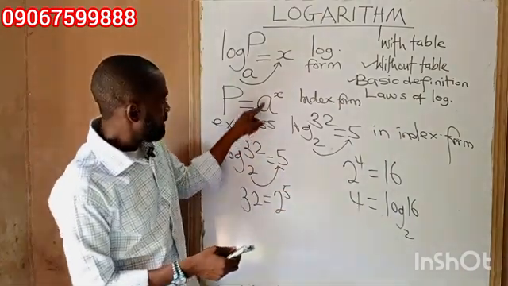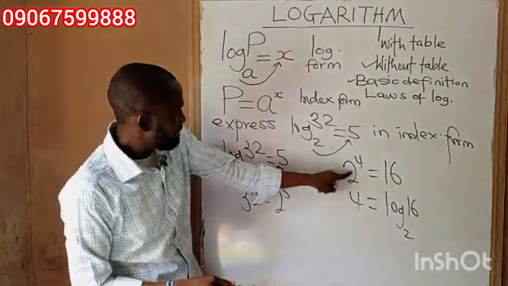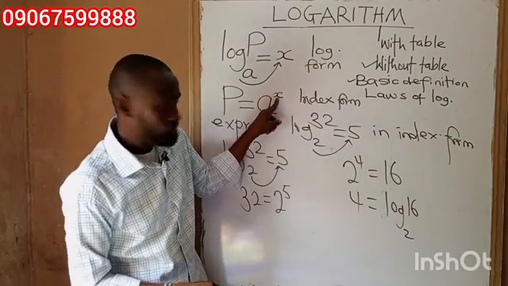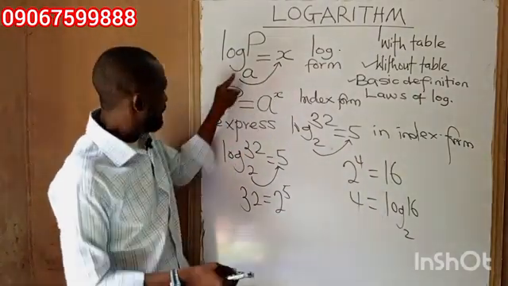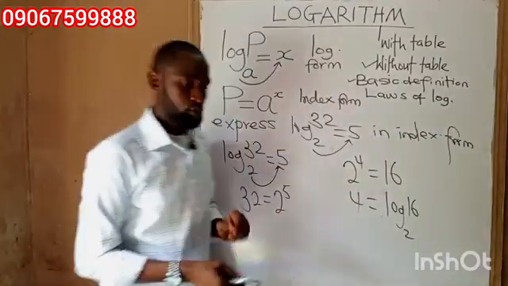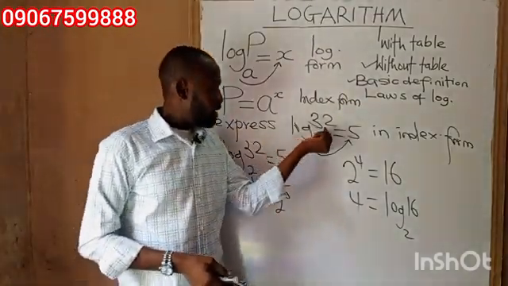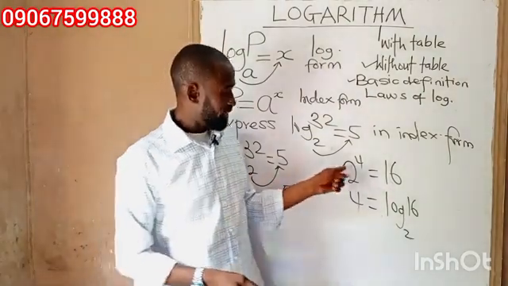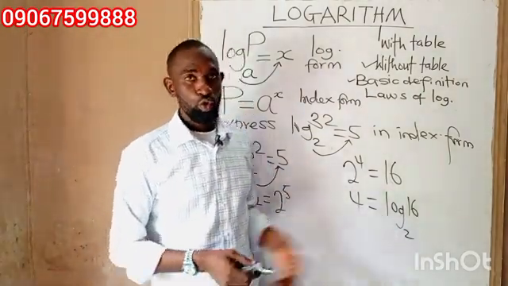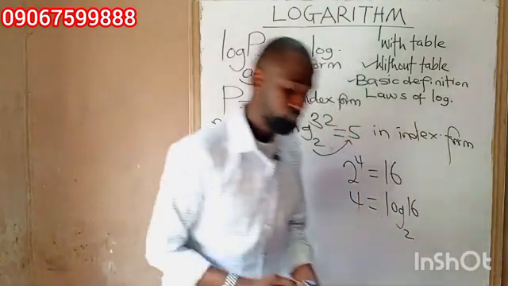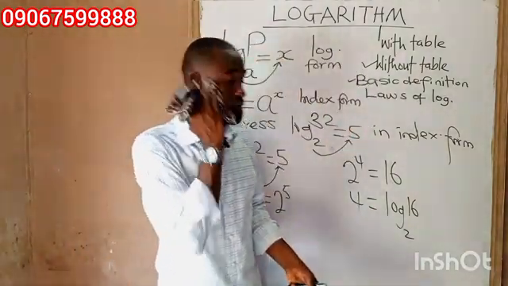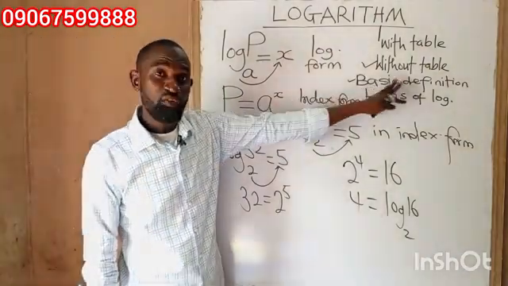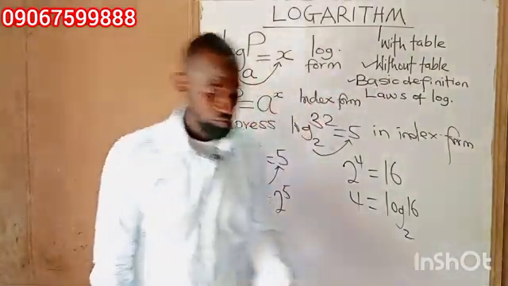It is this one. Look at this, a. 4 is now x. So a is coming down. A must come down here. So the 2 must come down. This one is from logarithm form to index form. This is from index form to logarithm form. Now, class, let's now solve questions based on the definition that we've just established.